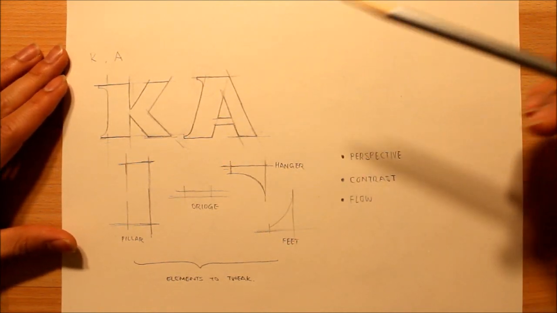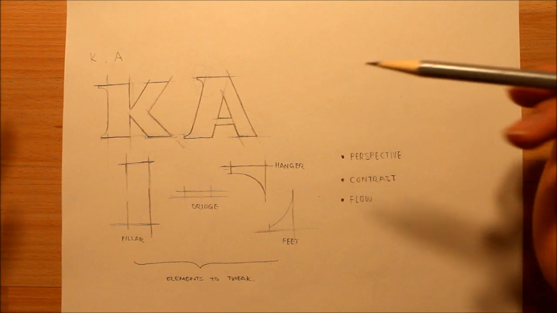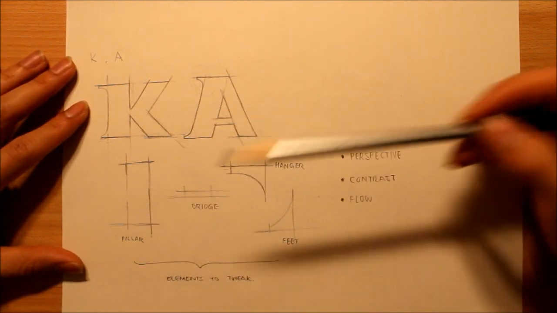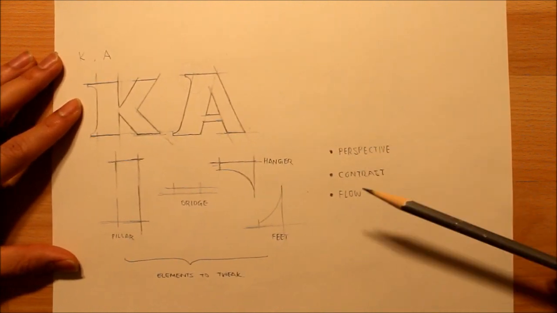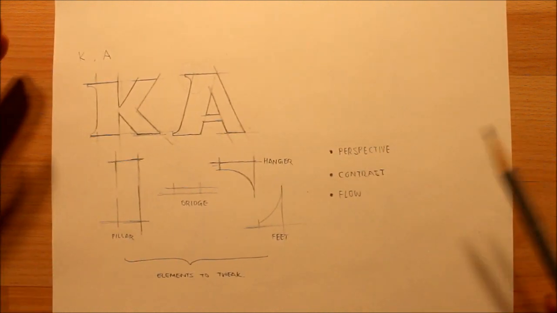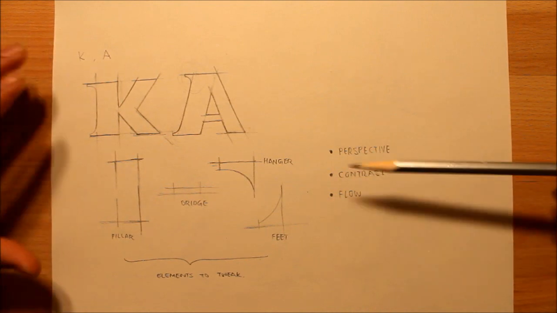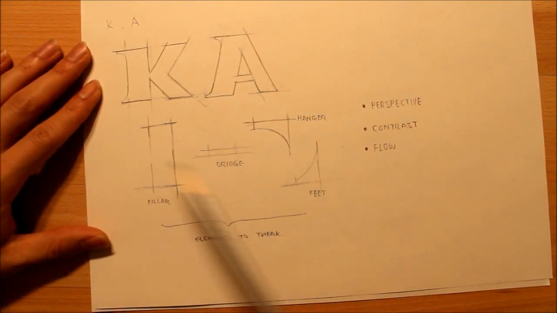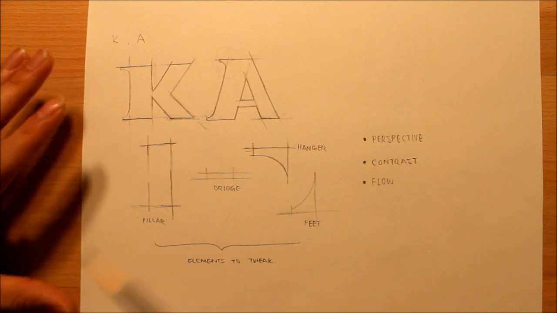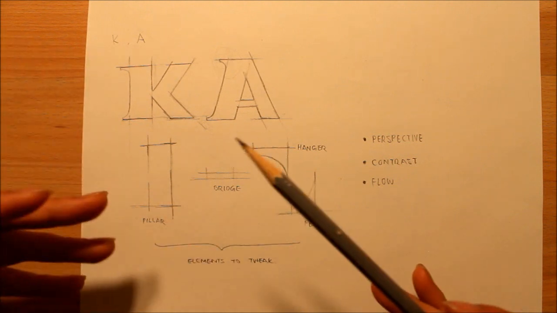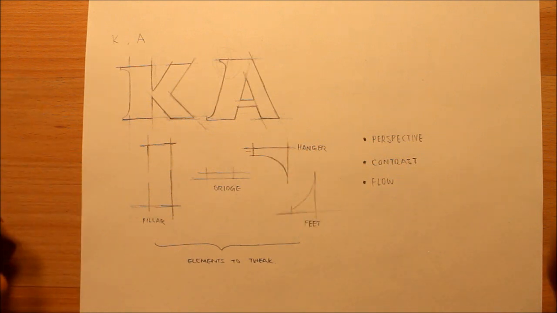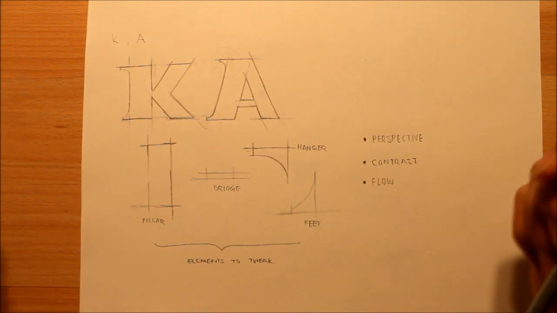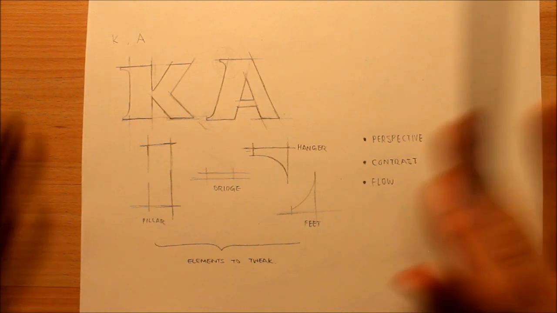So what you can do here is apply different effects to the pillar, bridge, hanger, or feet. You can apply the effects of perspective, contrast, or flow. There are other things you can do, but let's keep it simple for now. So these are the elements to tweak. Once you start tweaking, you start warping it into something that's quote-unquote graffiti-like or urban style-like. I know that might be a little confusing, but let's see here.